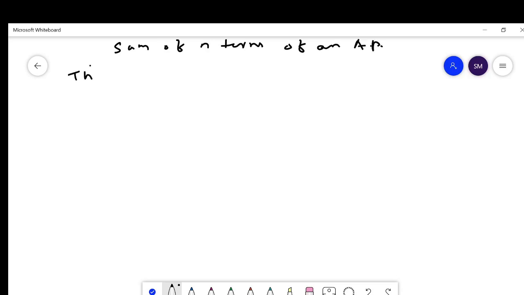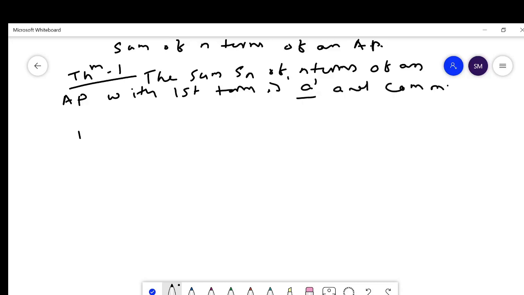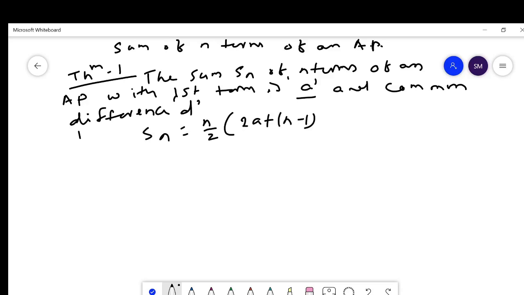Here this is theorem 1, which says the sum Sn of n terms of an AP with first term A and common difference D. Then the Sn, the sum of n terms, is equal to n upon 2 into (2a plus (n minus 1) into D), which is equal to n upon 2 into (2a can be written as a) plus (n minus 1) into D.